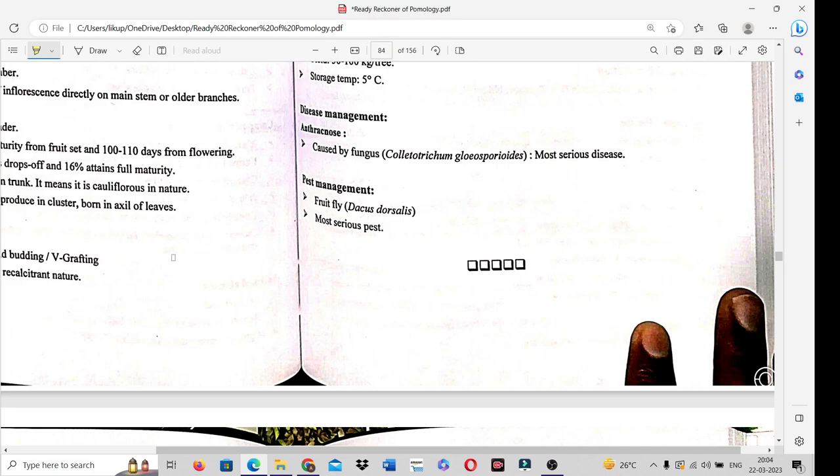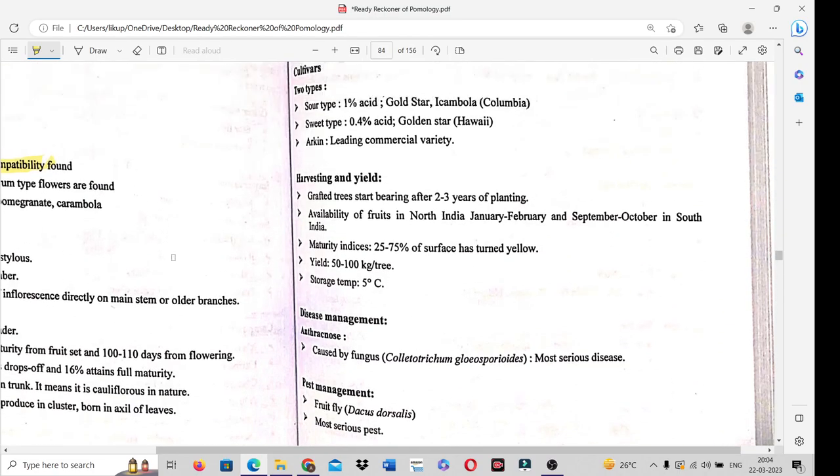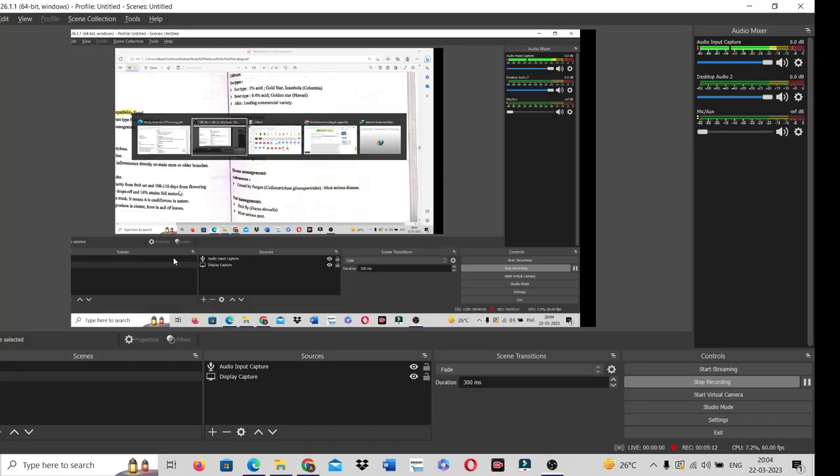Storage temperature is 5 degrees centigrade, yield is 50 to 100 kg per tree. Maturity index is 25 to 75% of the surface found red or yellow. Availability of the fruits in North India and South India varies, and trees start bearing after 2 to 3 years of planting. So the types: 1% acid is sour type, and 0.4% is sweet type. Rosetab or Carambola is the sour type. So Carambola is complete.